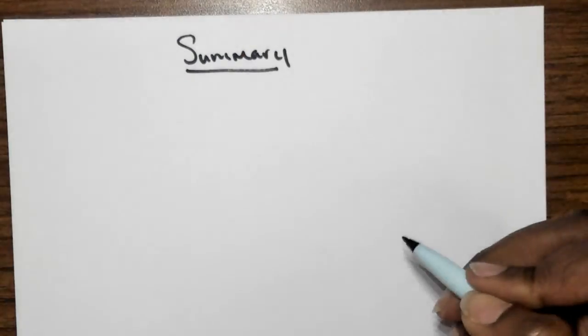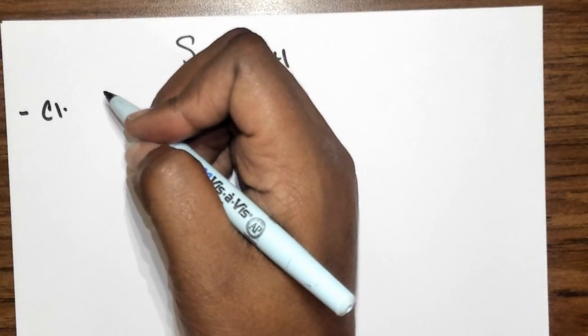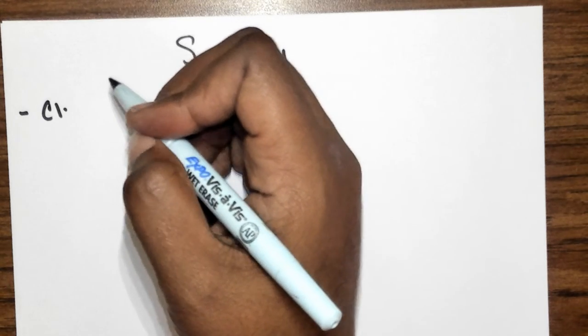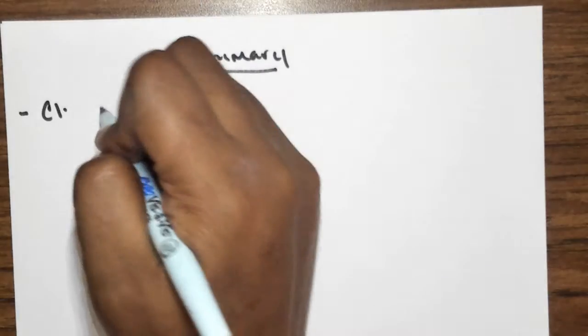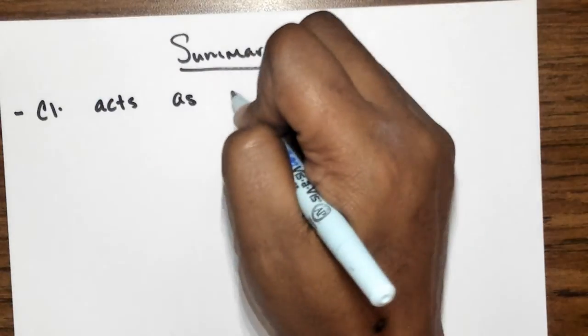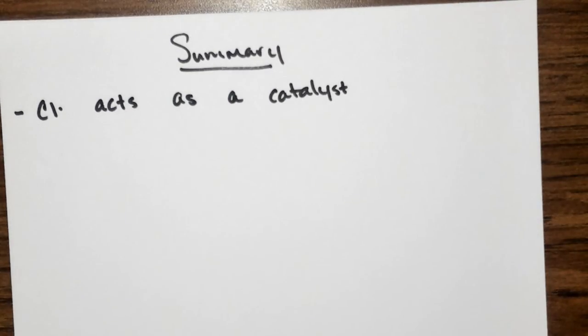To help you with your summary, here's what's happening. That chlorine free radical, you should be writing. Dante, go back and write. Just whatever little space you have left, okay? It's not going to be much. Okay, so that's chlorine free radical. That chlorine free radical acts as what we call a catalyst. Okay, so it acts as a catalyst.